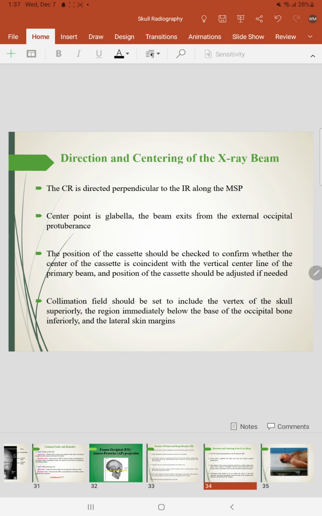The position of the cassette should be checked to confirm whether the center of the cassette is coincident with the vertical center line of the primary beam, and the position of the cassette should be adjusted if needed. The collimation field should be set to include the vertex of the skull superiorly, the region immediately below the base of the occipital bone inferiorly, and the lateral skin margins, like the PA position.